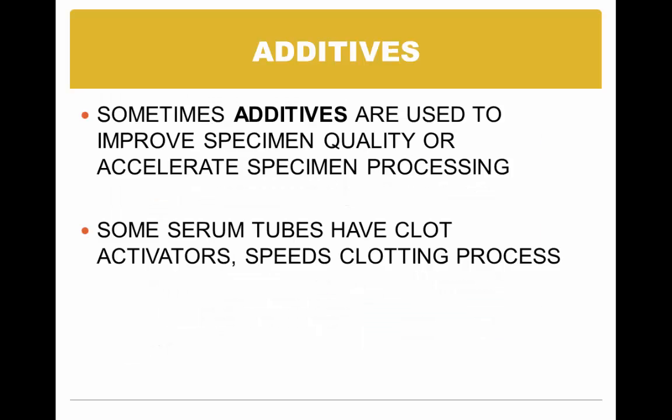Additives. Sometimes additives are used to improve the specimen quality or accelerate specimen processing. Some serum tubes have clot activators, which will speed up the clotting process as well. So the plain red usually has no additive. It takes longer for the clot to form. And then additives are added to the tiger top or gold to speed up the clotting process.